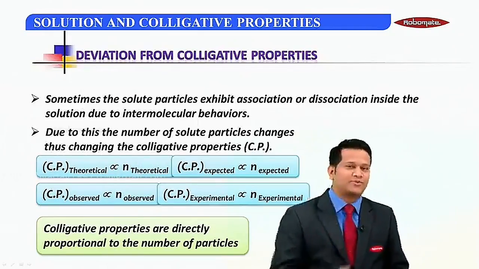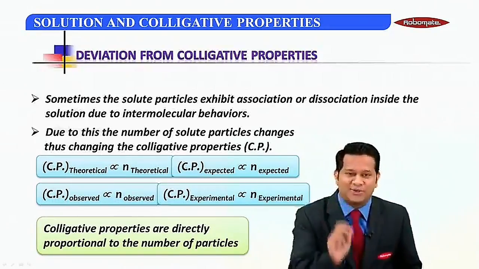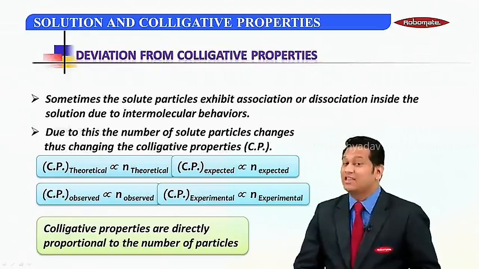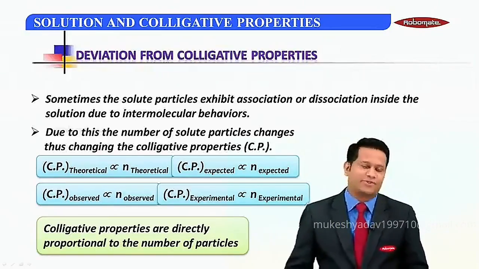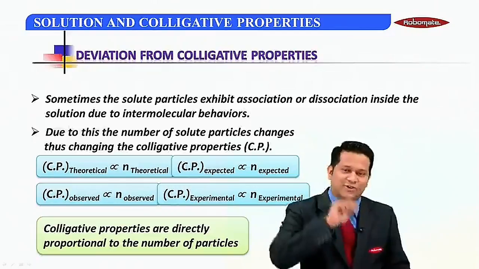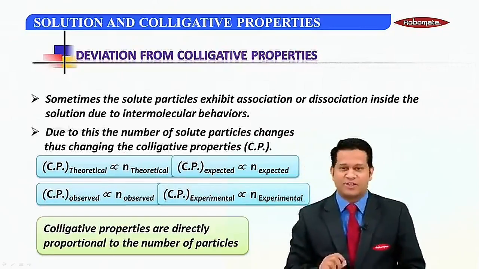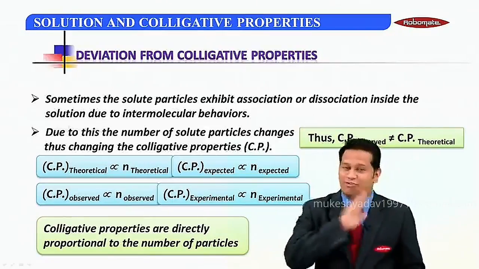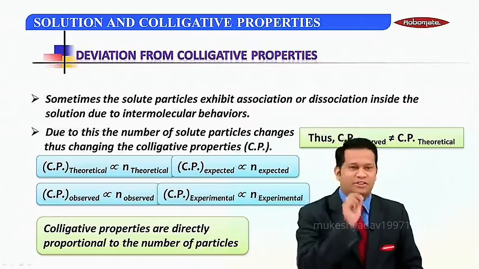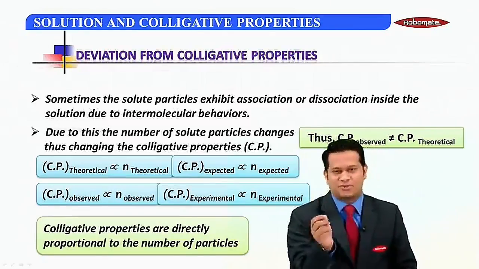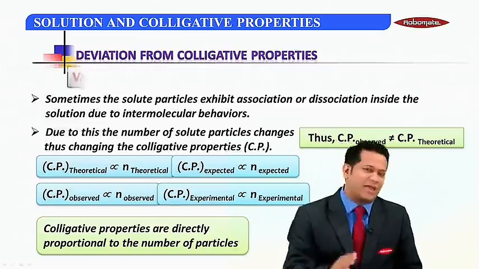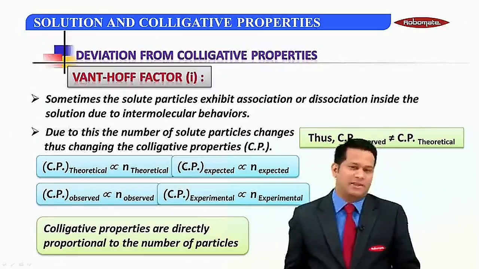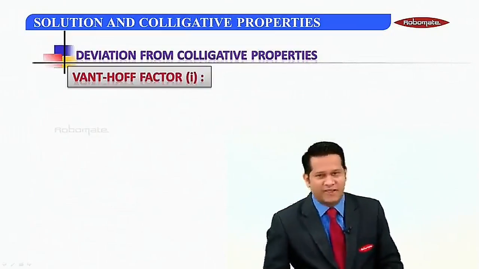So you will have two types of colligative property when the solute undergoes association or dissociation: either colligative property theoretical or colligative property observed. Since the colligative property depends upon the number of moles of the solute, these two values cannot be the same, and hence colligative property observed is not equal to colligative property theoretical. To make the two sides equal, I will require a factor called the Van't Hoff factor, given by the symbol i. So let's discuss this Van't Hoff factor in detail.